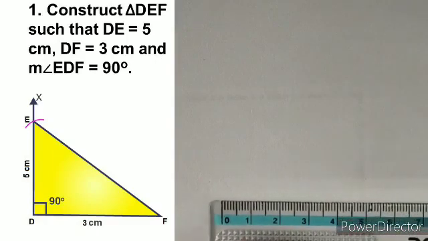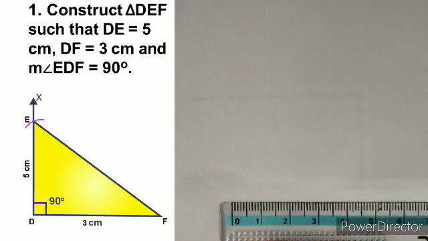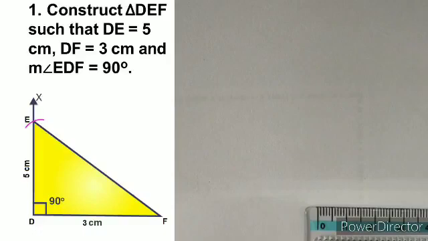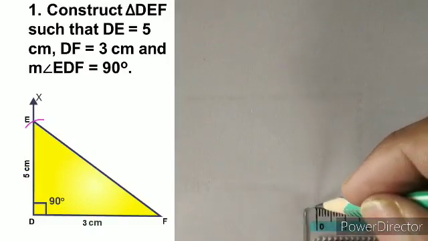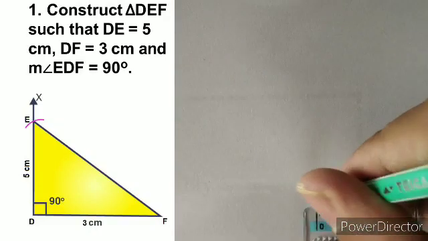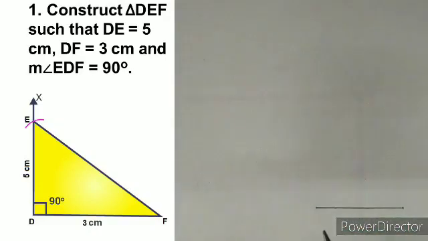Draw a line segment DE of measure 5 cm. Let's draw DF first, 3 cm. Okay, according to the rough figure, draw DF of length 3 cm.